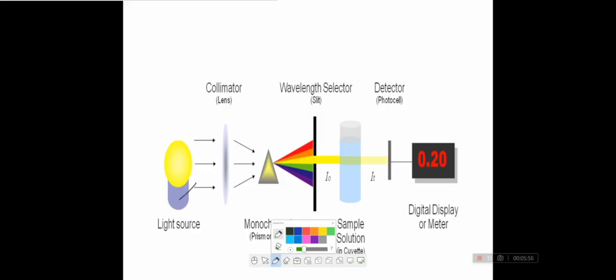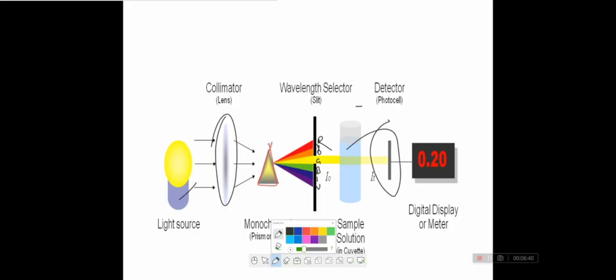Clear? And this is the collimator lens. And this is the prism. And you know that when light goes through the prism, the light is split into 7 colors. From that 7 colors, if you want to analyze a single color of the light, then there is a detector. That is a photocell.